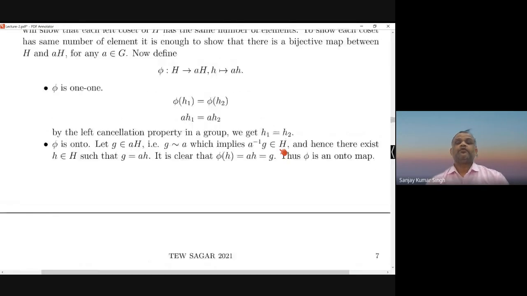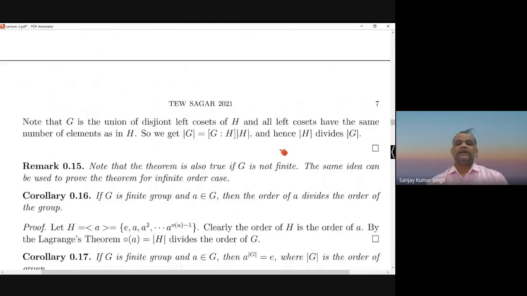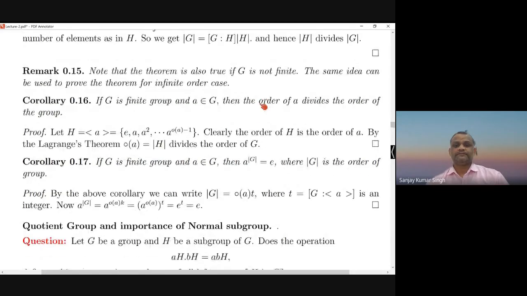So now you have proved that G is a disjoint union of left cosets, and each two left cosets have the same number of elements. How many left cosets do we have? That is equal to the index of the group. So the cardinality of the group is automatically the product of the number of left cosets and the number of elements in one left coset. And this theorem is very important.